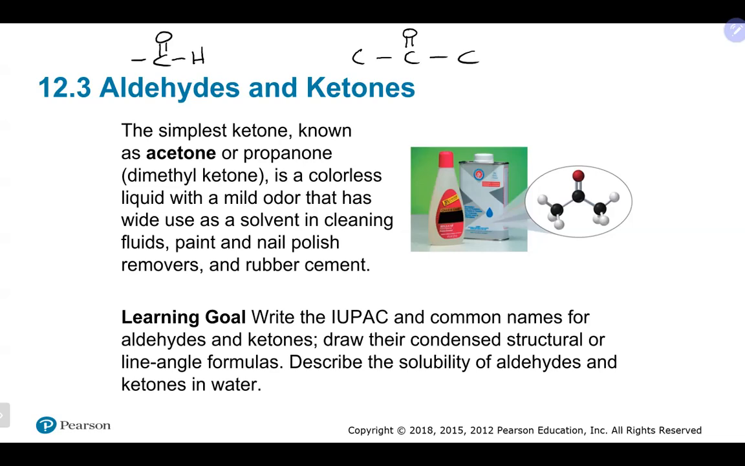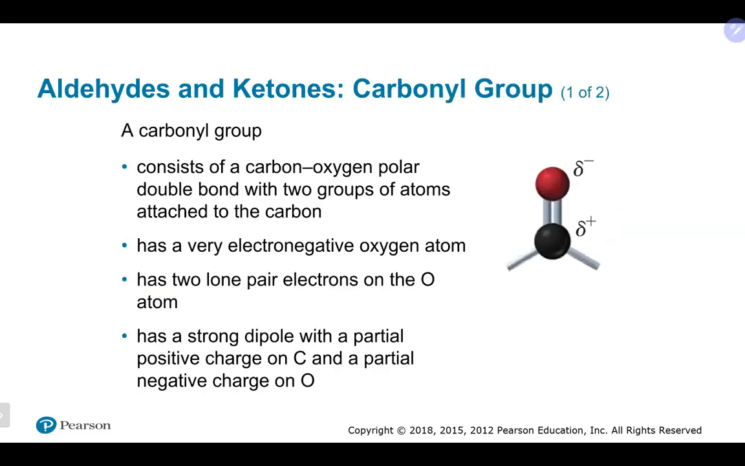The simplest ketone is acetone, or propanone, which is dimethyl ketone. It is a colorless liquid, used to remove nail polish. It smells a little bit. But acetone can be used as a solvent. It really cleans up things a lot.